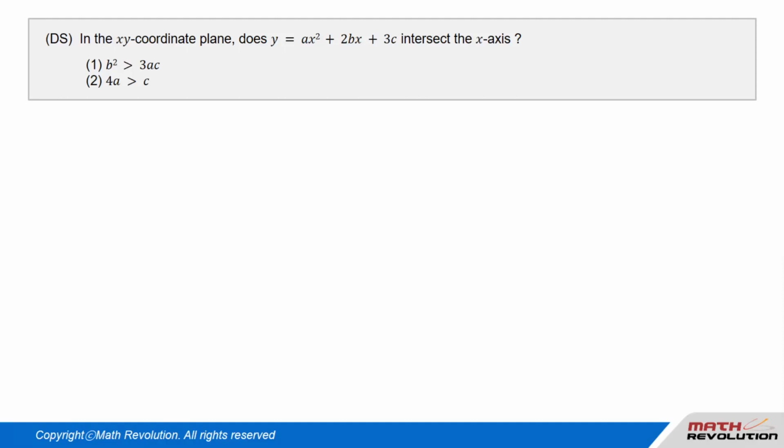Question, DS. In the xy coordinate plane, does y equal to a times x squared plus 2 times b times x plus 3 times c intersect the x-axis? Condition 1, b squared is greater than 3 times a times c. Condition 2, 4 times a is greater than c.